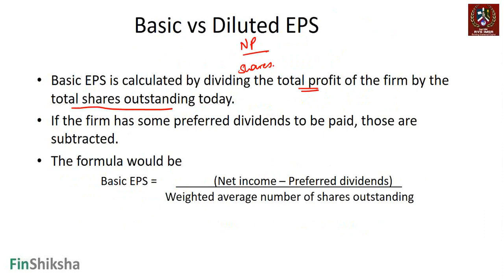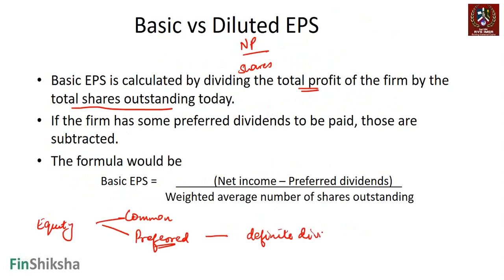In case there are different classes of shares, for this we will need to understand a little bit about what kind of classes of shares exist. So within equity, there is common equity, common shares, and there is what is called preferred equity. What do we mean by preferred equity? These are guys who are typically given a definite dividend, right? So there's a definite dividend payment. So in a sense, they are similar to your debt kind of guys, because the debt guys also get interest, which is defined very clearly.